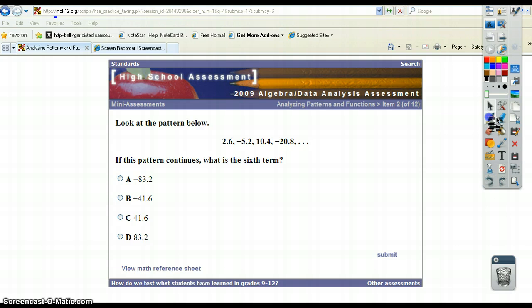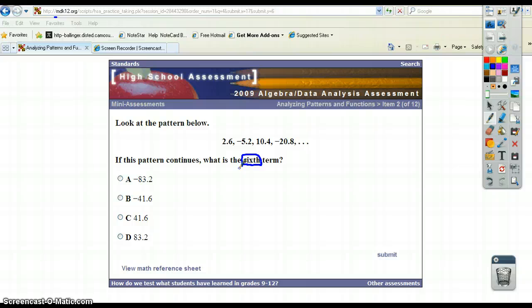Okay, second question. Look at the pattern below. This pattern continues. What is the sixth term? With these questions, you always want to pay attention to what term you're trying to find. That is usually one of the biggest mistakes that people make, even if you know what the pattern is.